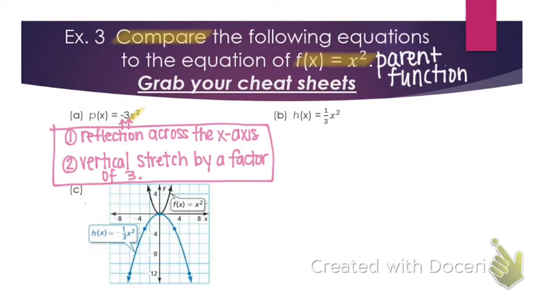All right, look at letter B. Find and highlight the parent function. Do you see the parent function right there? So how many things have been done to this parent function? Just one. All right, so we have one transformation. Now, what are they doing? Are they adding, subtracting, changing the sign, or multiplying here?